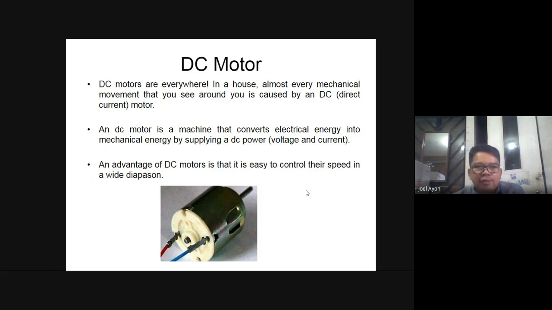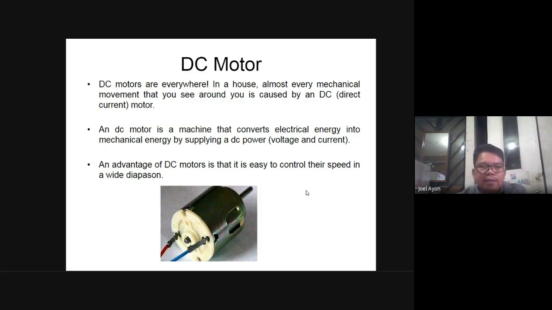Again, DC motors are everywhere. Usually in a house, in small appliances, you find them, but in the industry or in the power plant, seldom can you find DC motors, because most of the motors there are alternating current or AC motors. Okay.